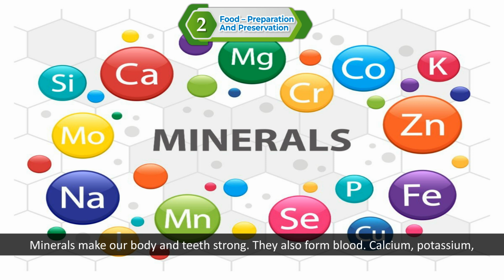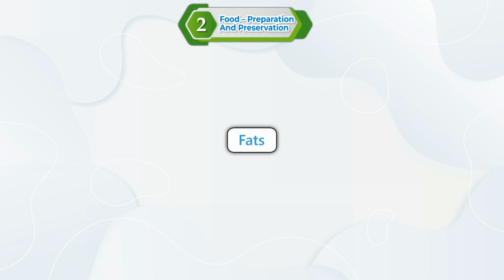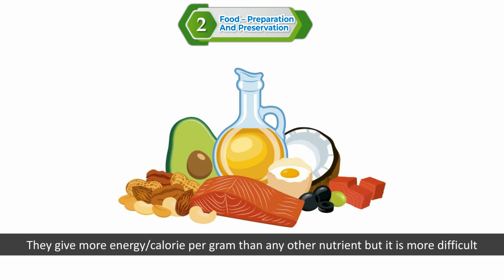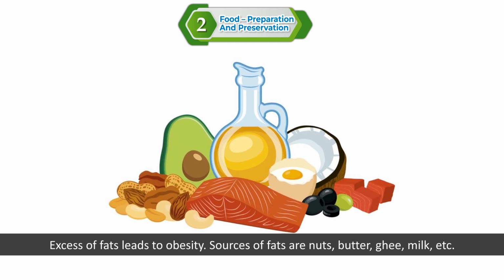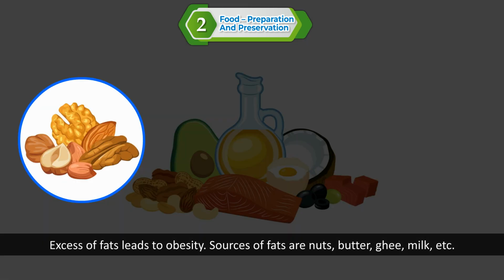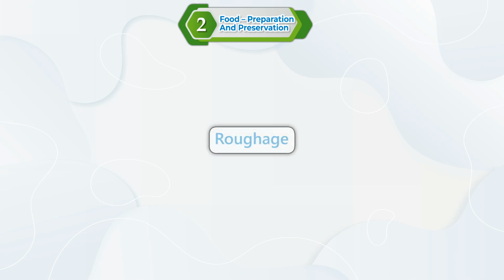Minerals. Minerals make our body and teeth strong. They also form blood. Calcium, potassium, iron, sodium and iodine are a few examples of minerals. Fats. They give more energy or calorie per gram than any other nutrient, but it is more difficult to burn. Excess of fats leads to obesity. Sources of fats are nuts, butter, ghee, milk, etc.